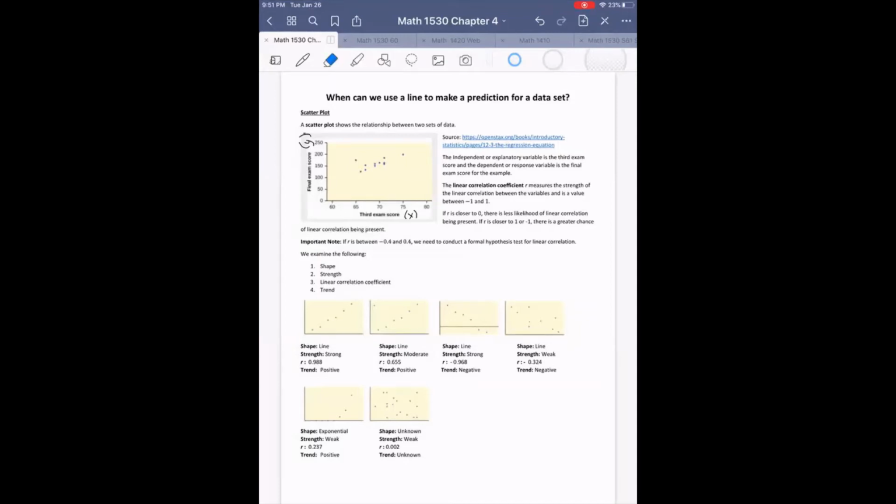When can we use a line to make a prediction for a data set? To answer this question, we will first look at scatter plots. A scatter plot shows the relationship between two sets of data.